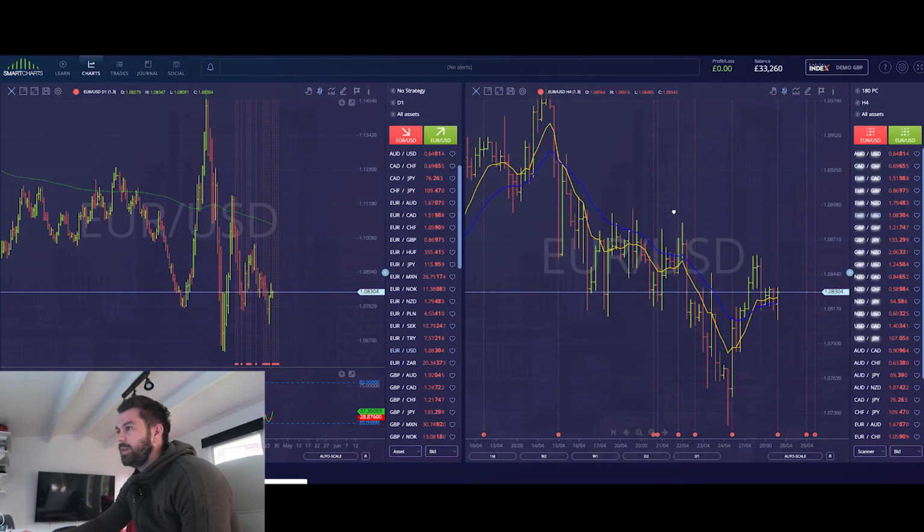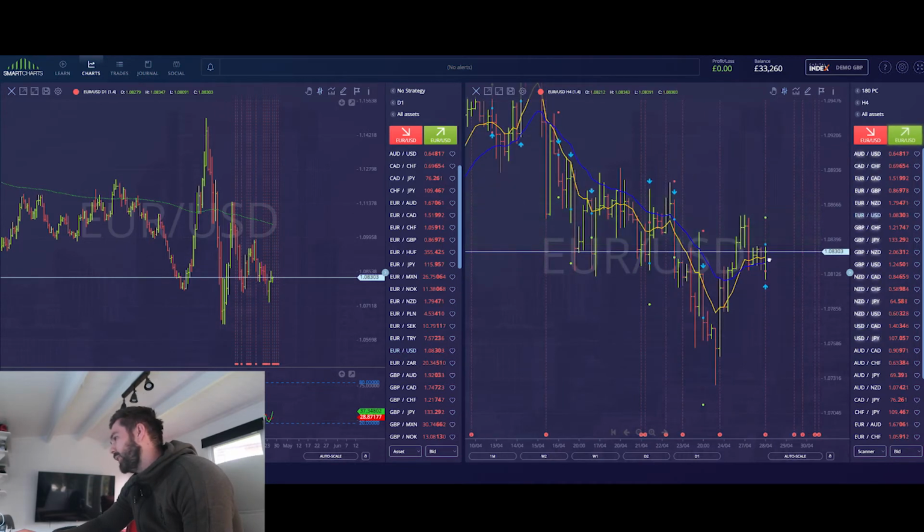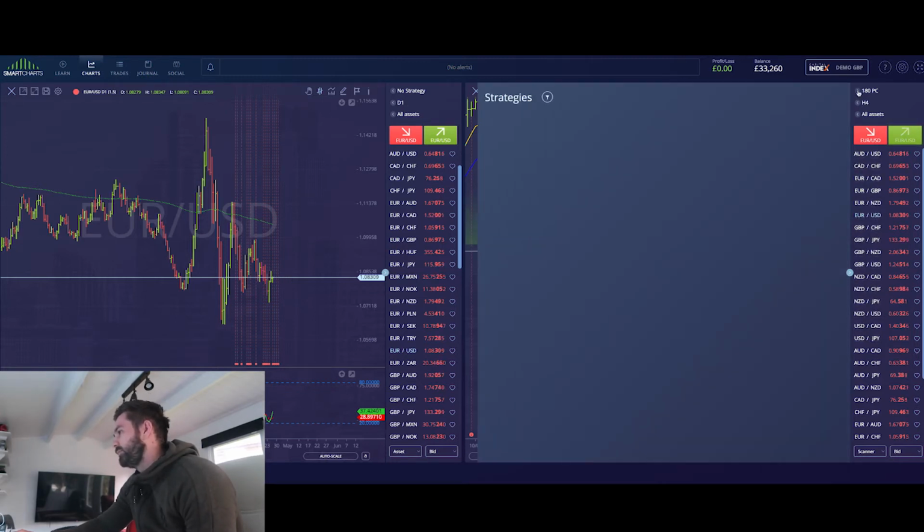Euro USD, what's going on here? Again, sideways market, not really a lot we can do with this. I mean, the moving averages are quite close together, there's no real phases, it's quite choppy. No, don't like the look of that, we leave that one alone.